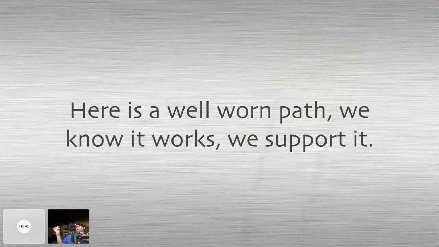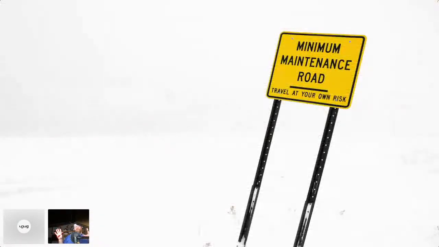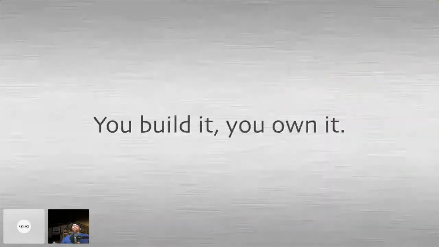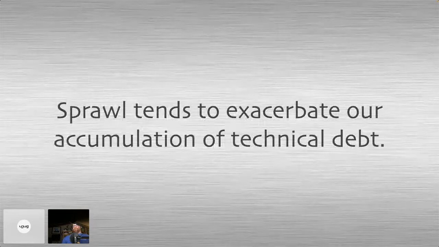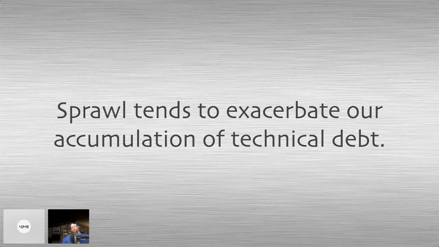We know it works. We know how to support it. Now, if you want to go down that minimum maintenance road, I mean, knock yourself out, but you did bring your snow chains, right? Because this could be a problem down there. There's a reason why we call it a minimum maintenance road. Again, you build it, you own it. One of the interesting outcomes here is this sprawl has a tendency to exacerbate our accumulation of technical debt.